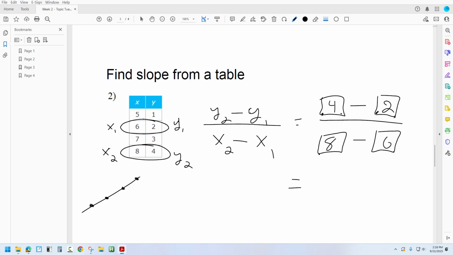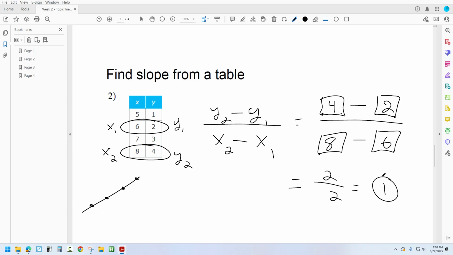4 minus 2 gives me how much? 2. And 8 minus 6? 2. Now, one thing about slope is if you get a fraction you can reduce, you should reduce that as much as you can. What's 2 divided by 2 give me? Yeah. 1. So this line has a slope of 1.